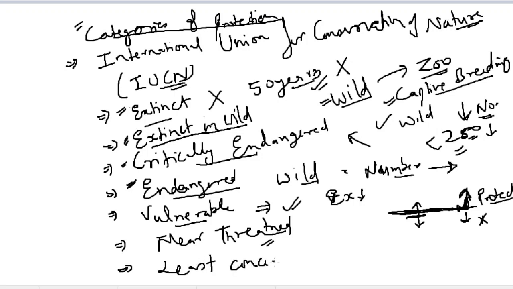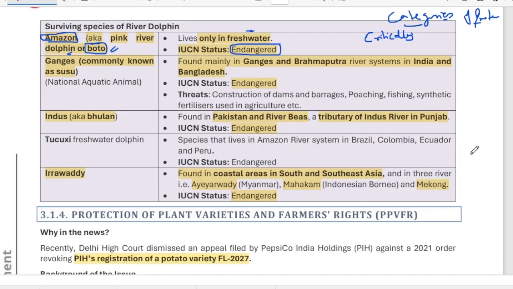Least concern. These animals or species are such that they are not of any concern today. Now we have discussed all the conservation categories, so now you will understand what endangered means. Now, moving ahead.